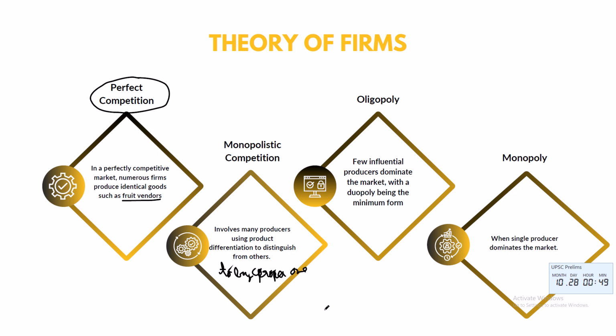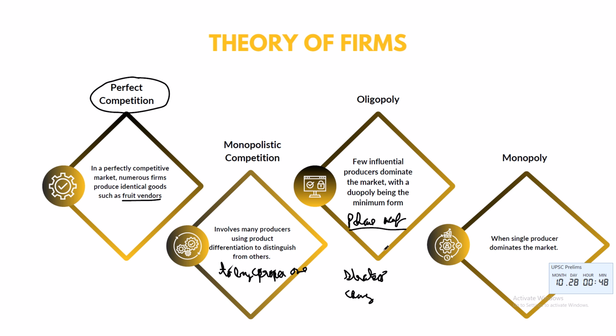Next one is oligopoly. Few influential producers dominate the market, with duopoly meaning the minimum form. Actually, we can call phone manufacturers an example of oligopoly. The producers have substantial knowledge about competitors and can predict their responses to strategy changes. They have highly complex product differentiation, while price is influenced by the large producers. So it all matters here. Phone manufacturers are an example of oligopoly.